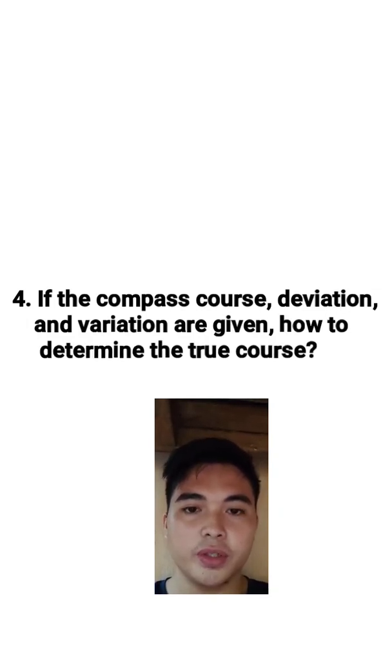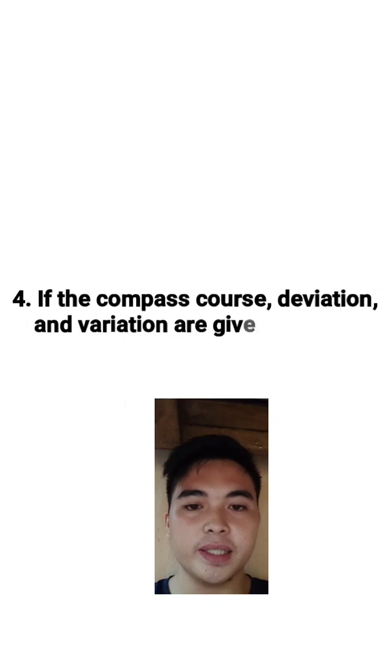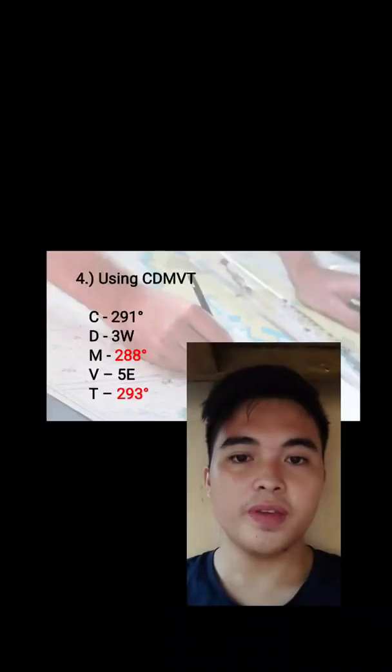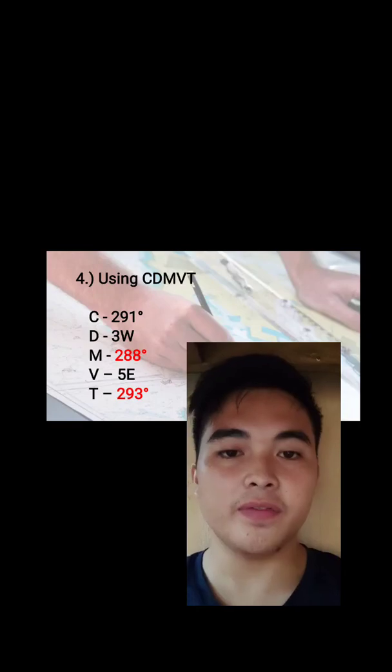So our number 4 question: if the compass course, deviation and variation are given, how to determine the true course? To get the true course, we will just use the CDMVT, where you add the east and subtract the west to get the true course. So we have an example here.